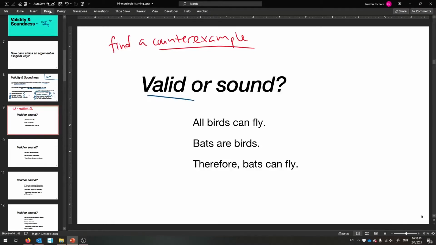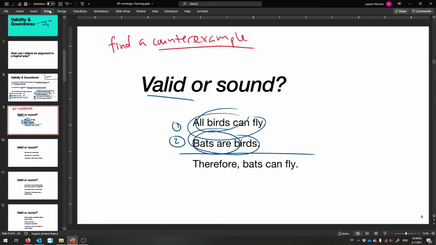Let's first check validity. Is this a valid argument? So again, we have 2 premises and a conclusion. So let's assume, okay, all birds can fly. Sure. We're assuming that. Bats are birds. Are they? So, all right. If we assume both of these, then I think we can therefore conclude that bats can fly, because let me get rid of all these circles. If bats are birds and birds can fly, then bats can totally fly.